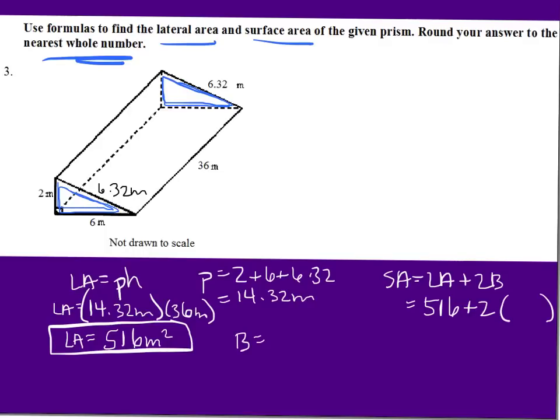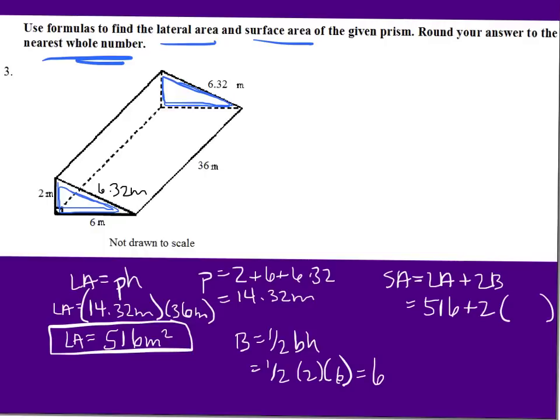Now I have a triangle. So for a triangle, I know the area of a triangle is 1/2 base times height. And I need to notice that I have a right angle here, which means my base and my height are the 2 and the 6. So 1/2, 2 times 6. That gives me a base area of 6.